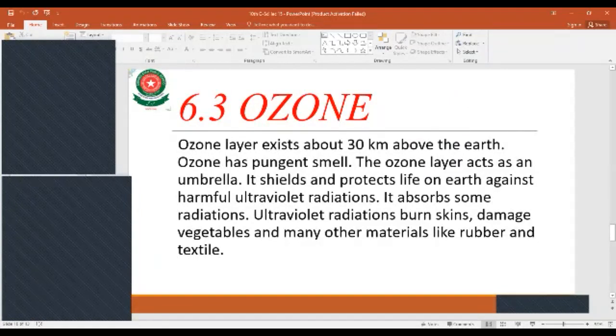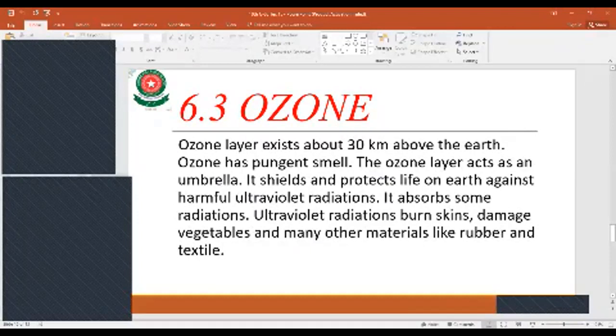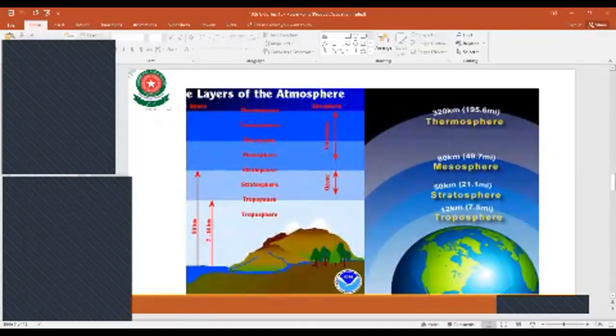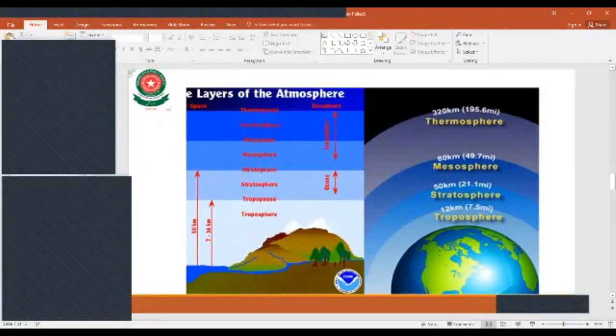The next one is ozone. The ozone layer exists about 30 kilometers above the Earth. You may see in this slide, in this picture, that this ozone layer exists in this layer, which is 30 kilometers above the Earth.